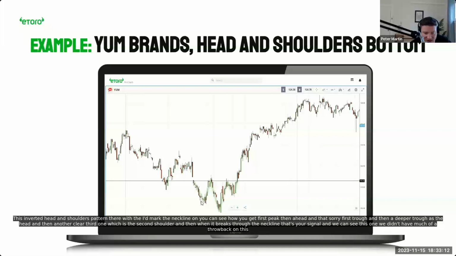You can see how you get a first peak, then a head, and a first trough, and then a deeper trough as the head, and then another clear third one, which is the second shoulder. And then when it breaks through the neckline, that's your signal. And we can see this one, we didn't have much of a throwback.